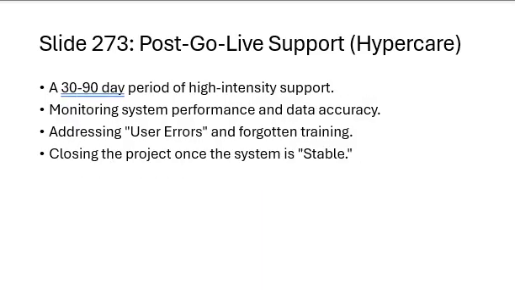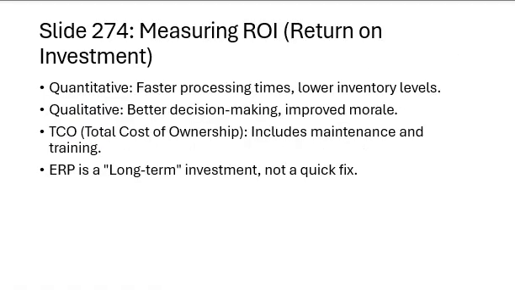Okay, post go live support, the hypercare. Okay, so the hypercare lasts 30 to 90 days post launch. And support monitors system performance and data accuracy. User error is addressed through training reinforcement. Okay, forgotten training issues are resolved during the hypercare period. Okay, and then hypercare will ensure the ERP system stabilizes efficiently.